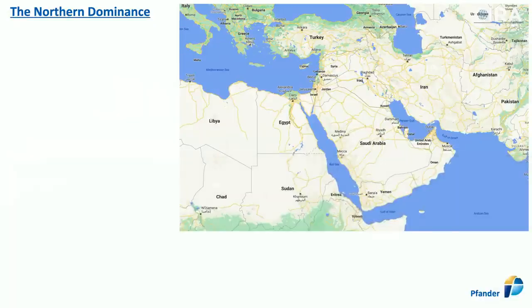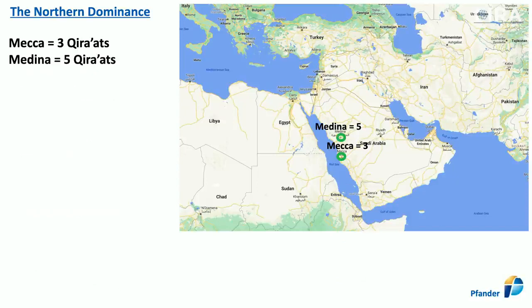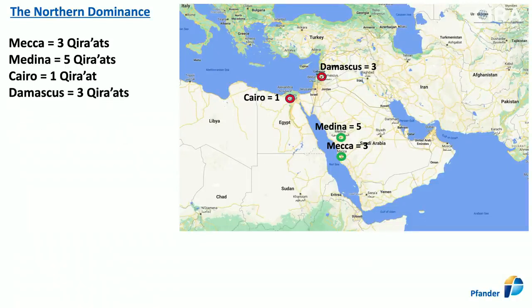Right. Because I want to show you what then this north-south divide. Notice this, what we call north dominance. Mecca, three qira'ats come from Mecca. Do you see that there? How about Medina? Five of these qira'ats, five of these different Qurans, these Arabic Qurans, come from Medina. Take a look here. Cairo, just one comes from Cairo. That's the Warsh that we talked about.